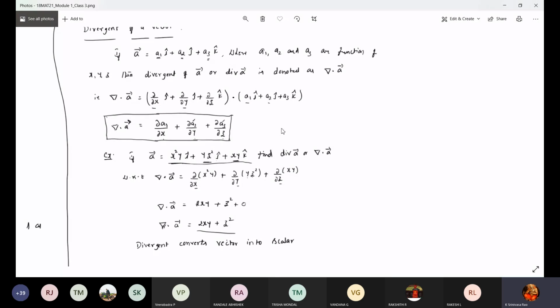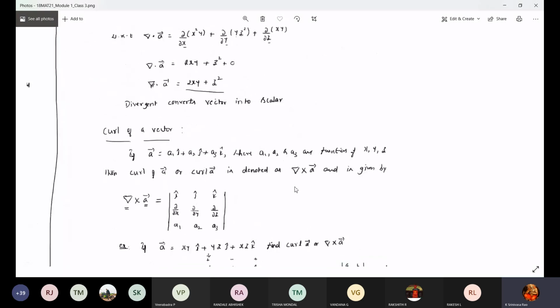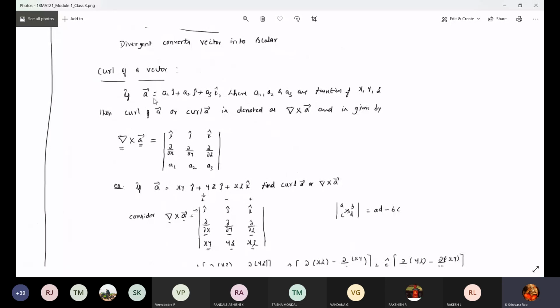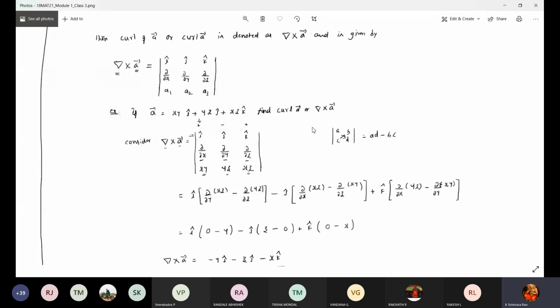Curl is nothing but, again, take any vector, either A or F, whatever they give. The components you have to solve with a 3x3 determinant. Curl is a cross product. The first row is always the unit vectors i j k. The second row is the components of the first vector, which is del: dou by dou x, dou by dou y, dou by dou z. The second vector is A, with components A1, A2, A3. This is a 3x3 determinant that you have to solve. One problem we also discussed in the same way.